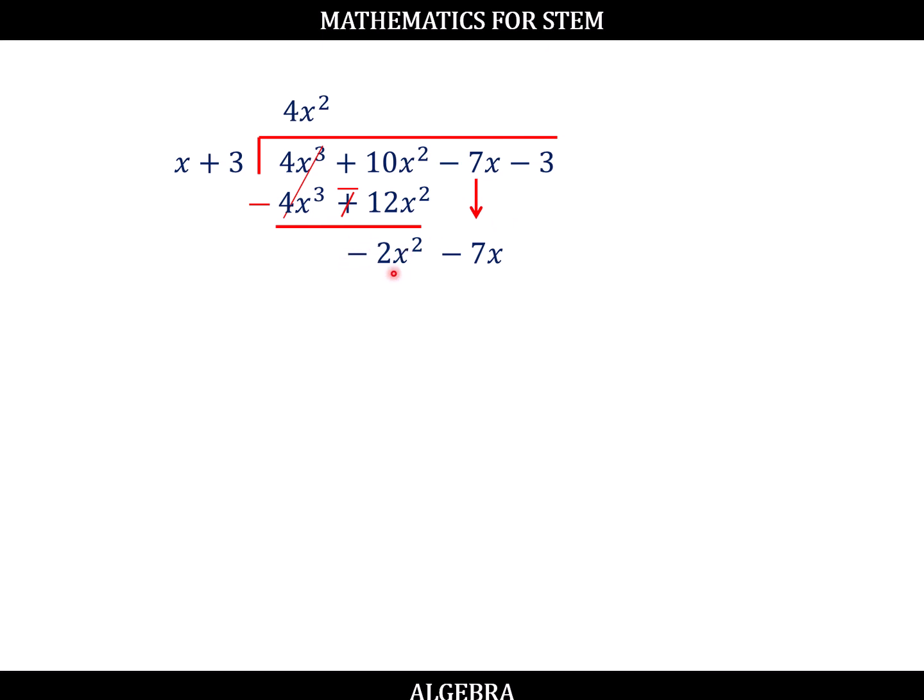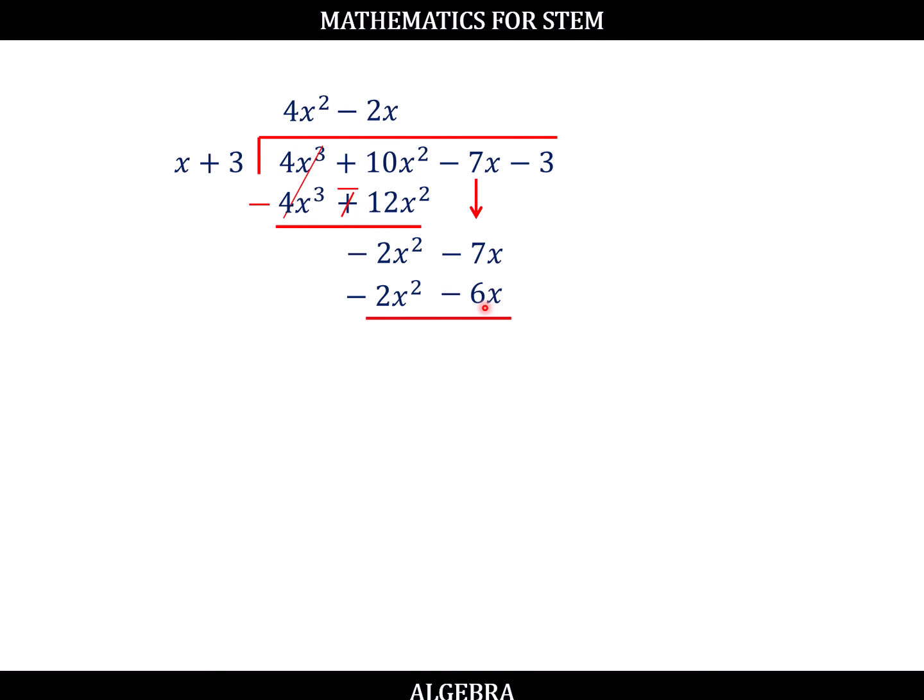So here we've got a minus 2x squared. You need to multiply x by minus 2x to give a minus 2x squared. So we're going to put a minus 2x on top. And then we're going to do that multiplication. x by minus 2x does give minus 2x squared. Plus 3 by minus 2x gives minus 6x.